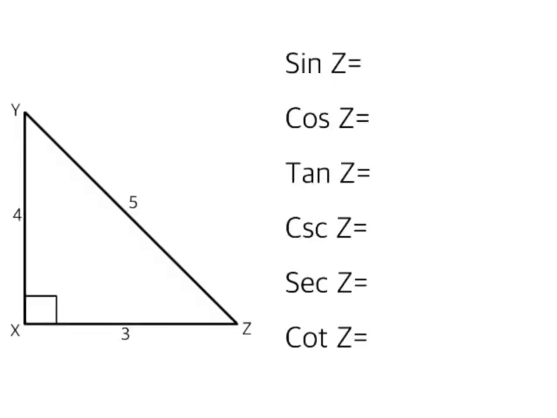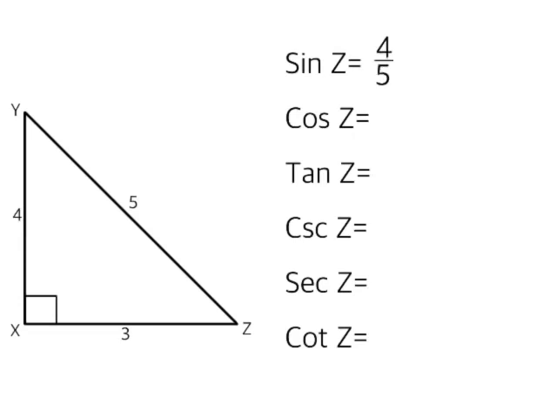Using the triangle on the left side, find the sine, cosine, tangent, cosecant, secant, and cotangent of z. So let's find the sine of angle z first. Sine is the opposite over the hypotenuse. 4 is the opposite of angle z, and the hypotenuse of the triangle is 5. So the sine of angle z is 4 over 5.